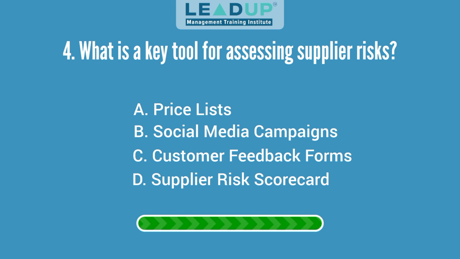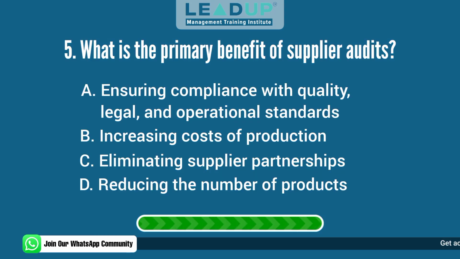A. Price lists. B. Social media campaigns. C. Customer feedback forms. And D. Supplier risk scorecard. Answer: supplier risk scorecard. 5. What is the primary benefit of supplier audits?